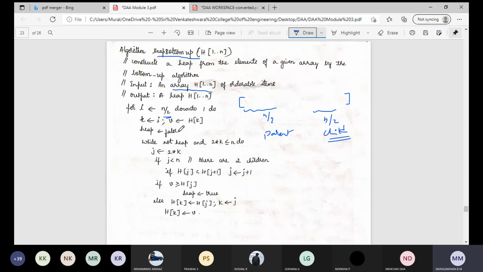Next we are checking: while it is not a heap, then we will exchange.